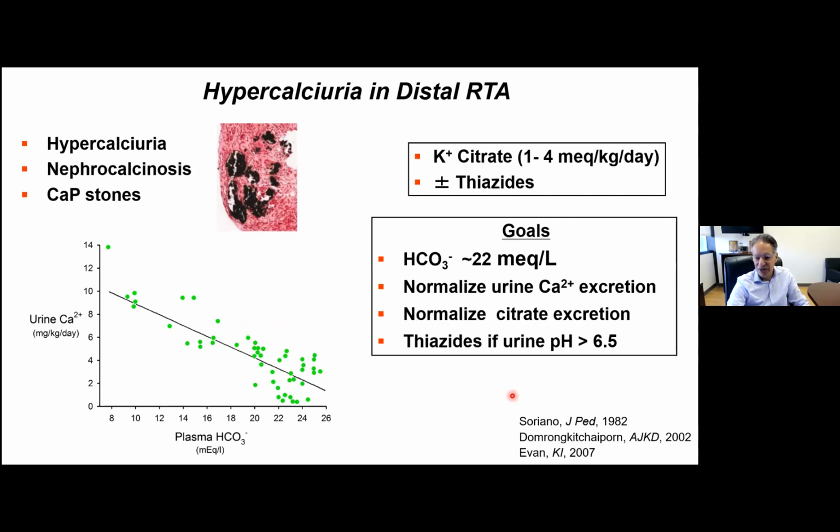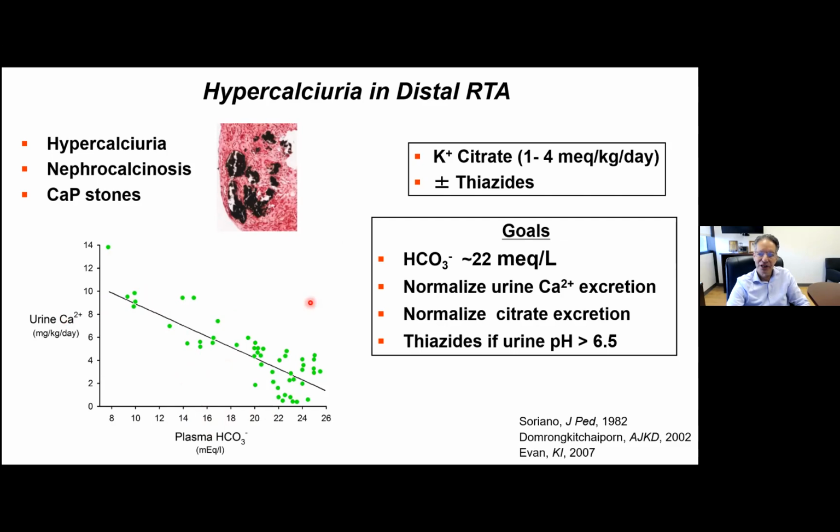It was also known, from studies by Soriano in the 80s, that if you vary the plasma bicarbonate, you get this very nice linear correlation with the amount of calcium coming out in the urine, that as the plasma bicarbonate decreases, there's more and more calcium coming out. And that simplistically made people think, well, it must be coming from bone. As we acidify the blood, we're just leaching more calcium from bone. We'll talk about why that's not true in just a minute.